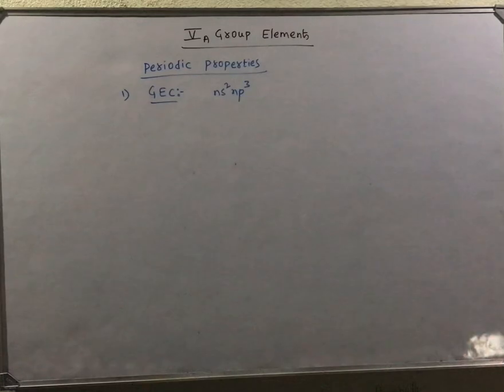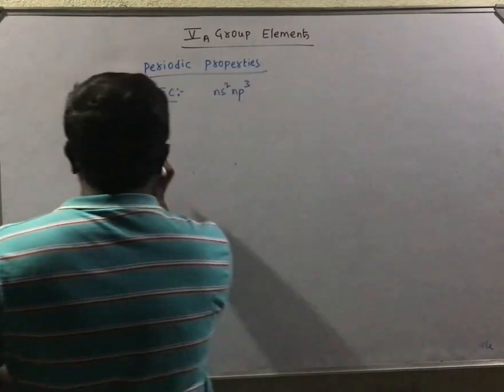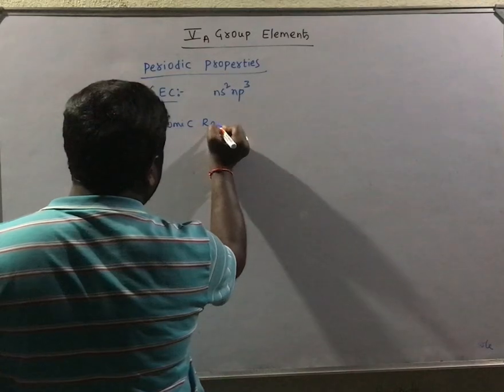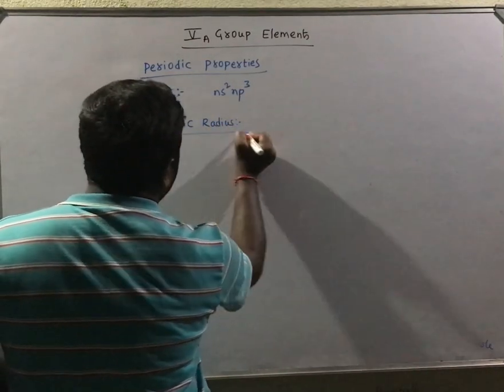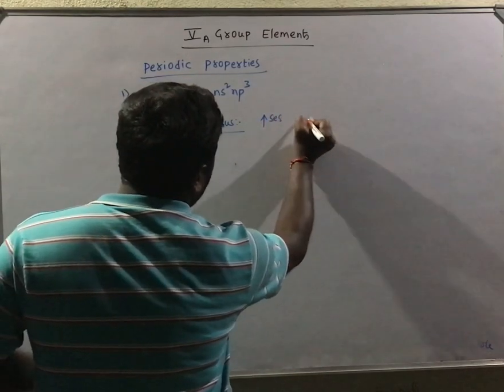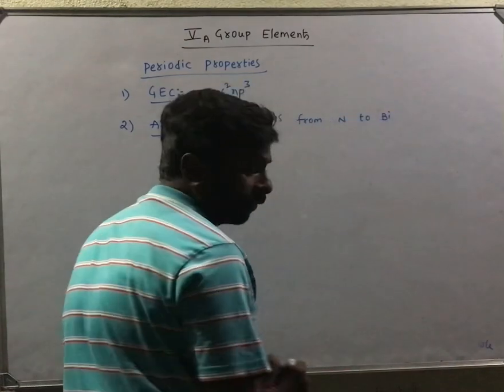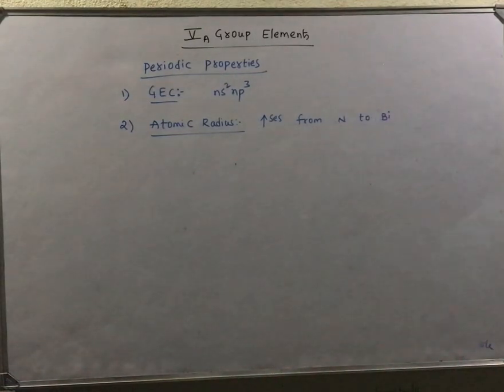Next, atomic radius. What is the trend in atomic radius in the group? Yes, atomic radius increases from nitrogen to bismuth. The atomic radius increases from nitrogen to bismuth, but here from nitrogen to phosphorus, a large increase. Here, write one point.